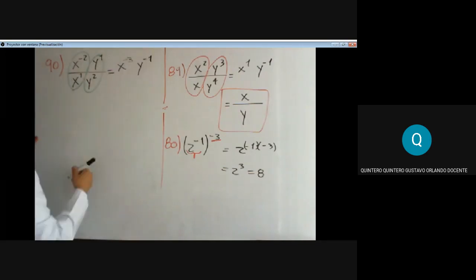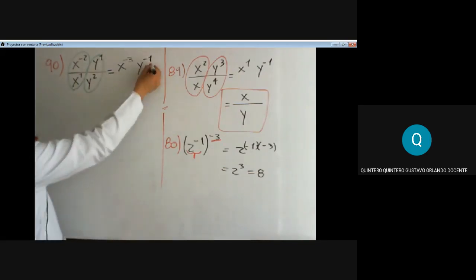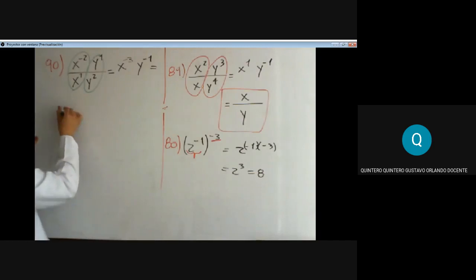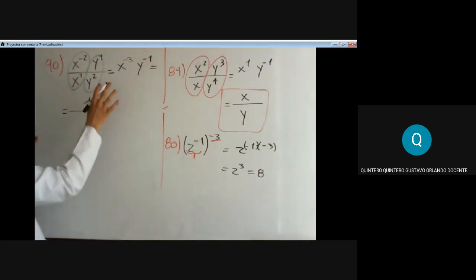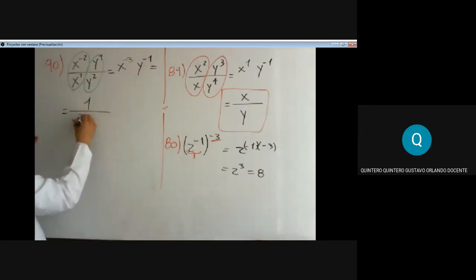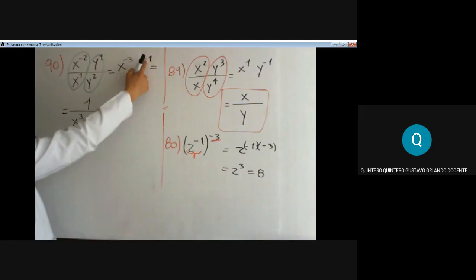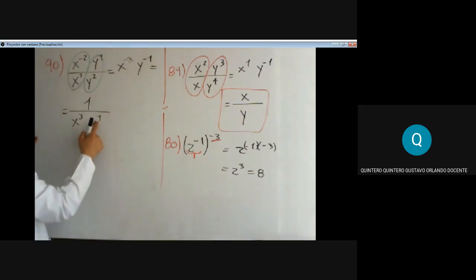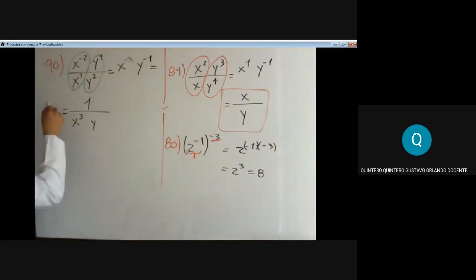But look at that, we have two negatives. So what we can do is move them to the denominator. On top we will have 1 because there's nothing else, right? And in the denominator we'll have x to the 3. We are changing it to the denominator, so the negative becomes a positive, and y to the 1. The negative becomes a positive now. Since this 1 is positive, I can just erase it, and this will be the solution for point 90. Okay.